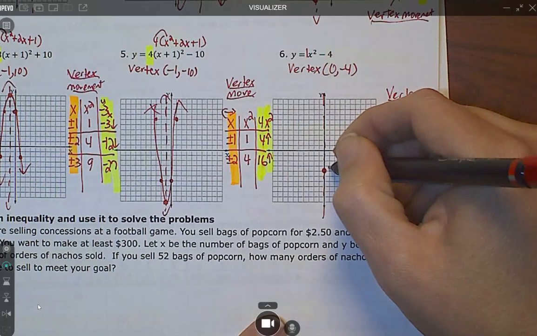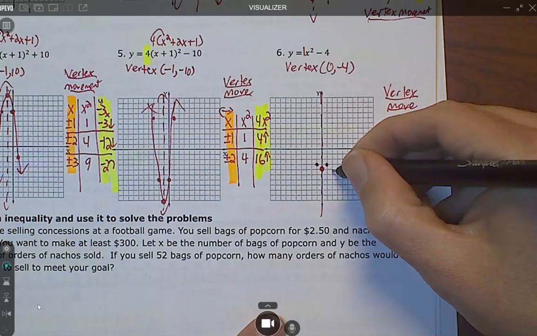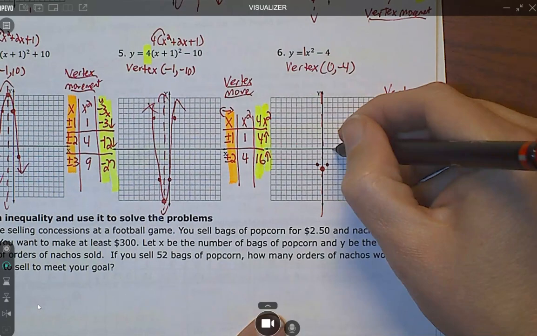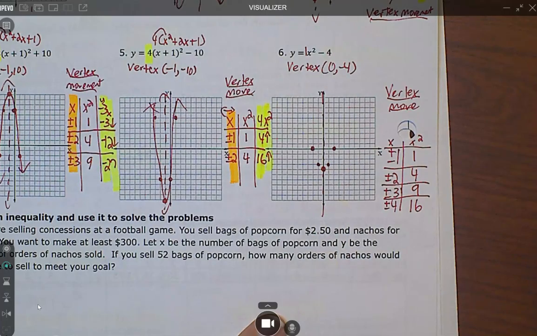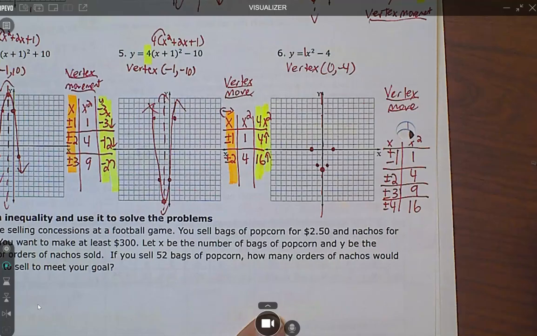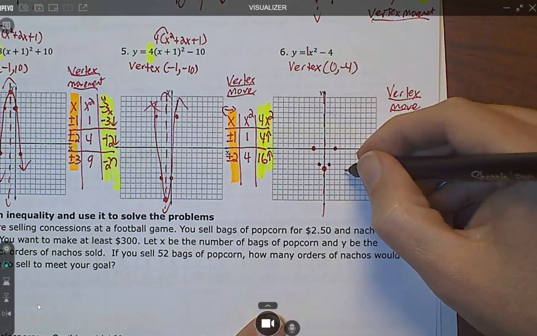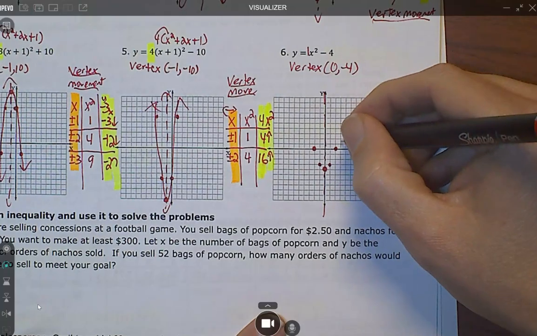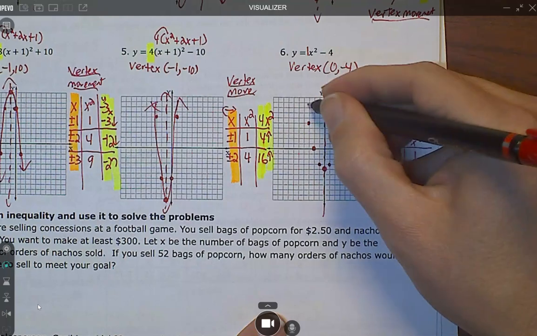If I go left or right 1, I go up 1. If I go right 2, I got to go up 4, which would put me at an x-intercept. Mirror it. If you go right 3, got to go up 9. So I'm at -4. So if I go up 9, that's 5. And then that's 3 this way.